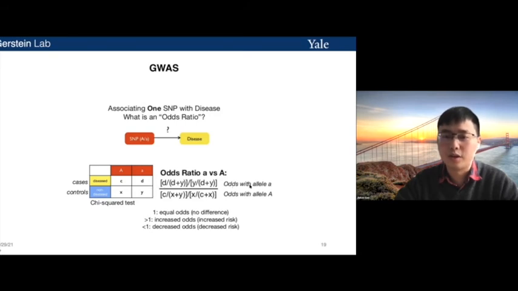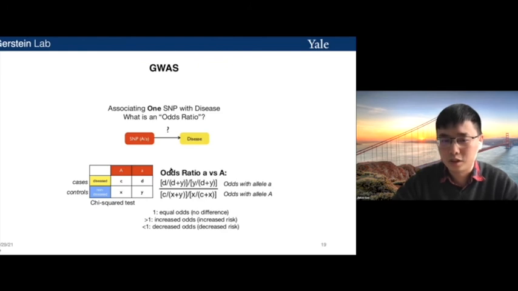Here is the odds for allele A, small a. That is basically the number of this small a allele in all the small a's that have disease, divided by those that do not have the disease. So that is the odds for this small a, and here is the odds for the uppercase A.